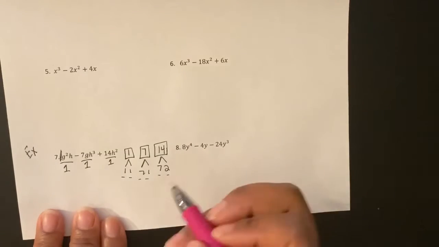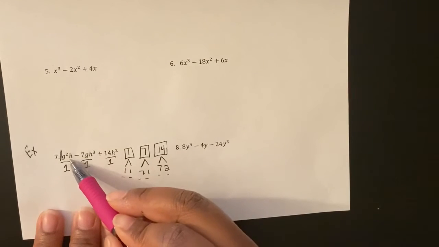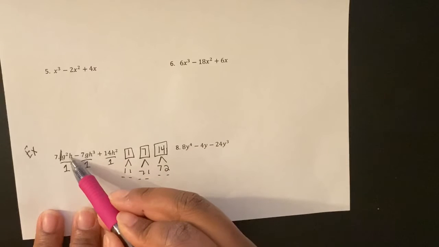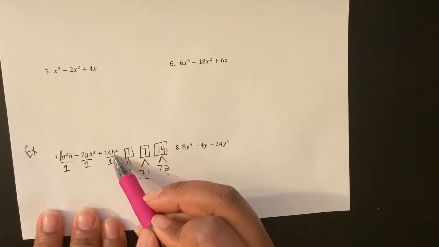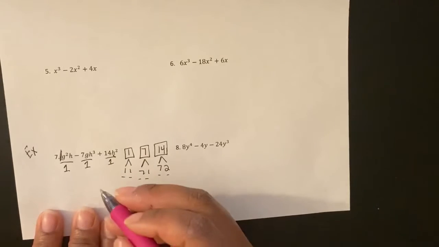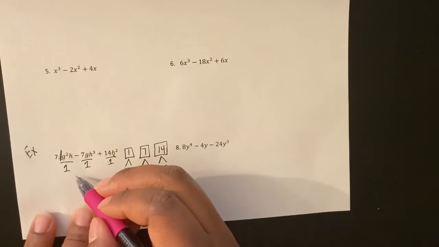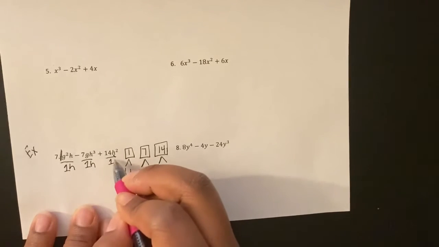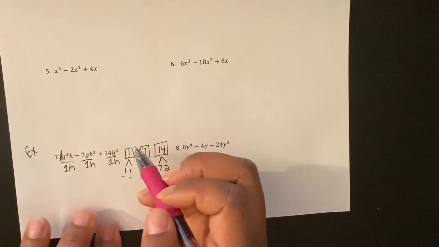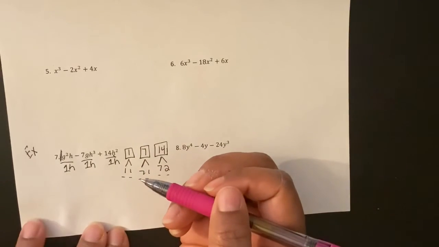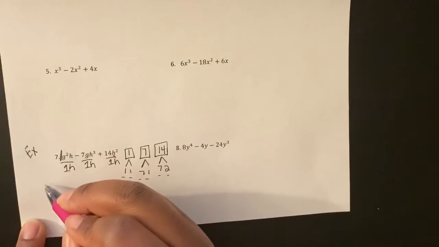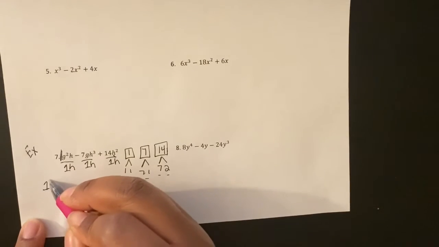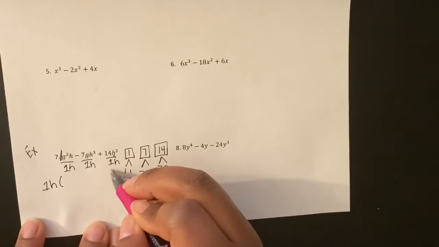Okay. They do, however, each have at least one h. This has one h, this has 3 h's, this has 2 h's. Okay. So we can then say they at least have one h in common. Okay. So then our GCF is basically just h, or 1h. And we have to figure out what's left.